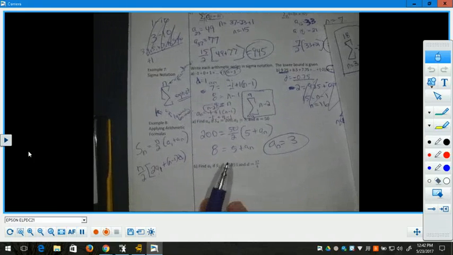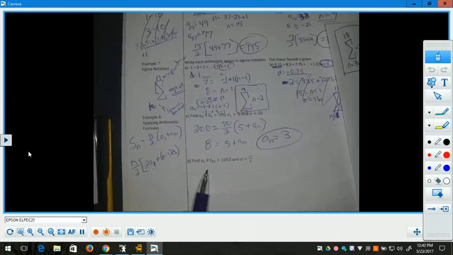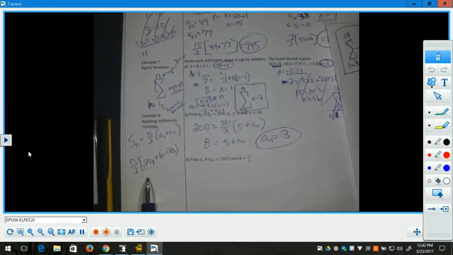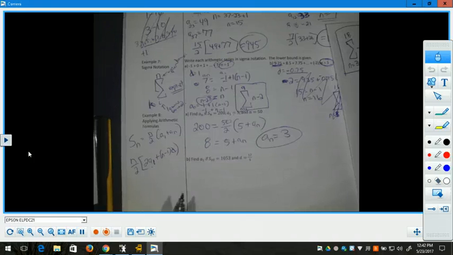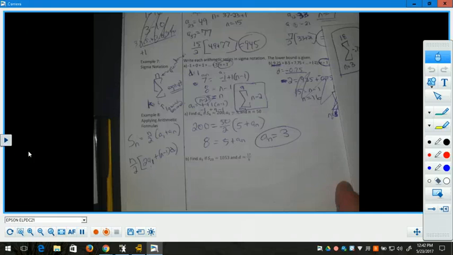Now, when you look at the next letter, letter B, which I'm going to let you try in a second, you need to look at these formulas and decide which one you should use based on the information you have been given. So take a moment to try that problem.